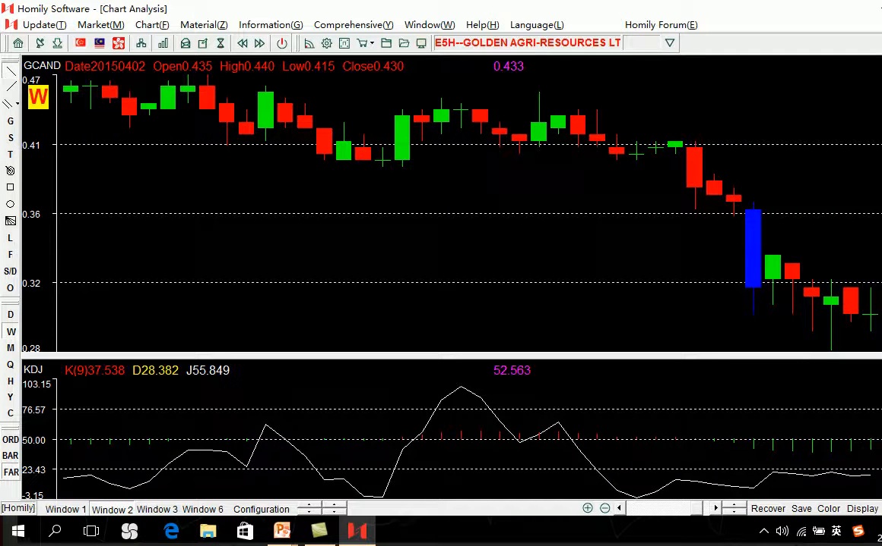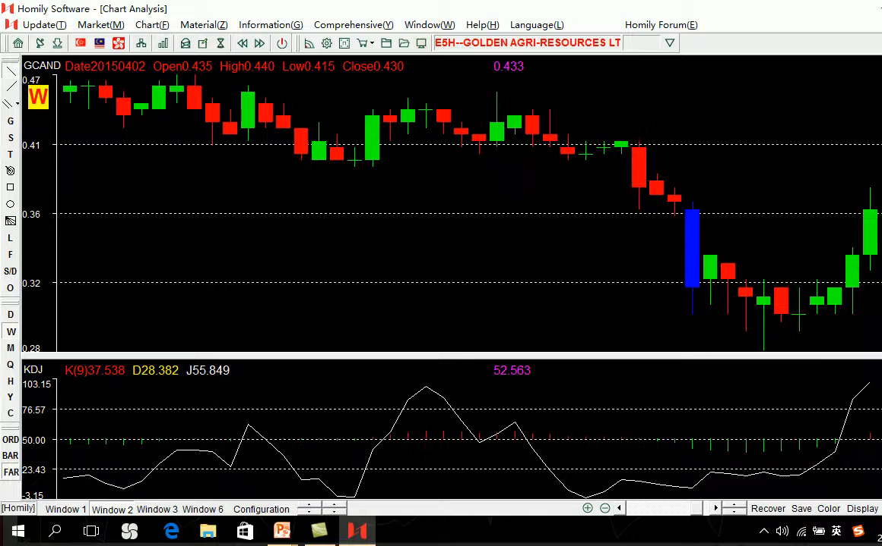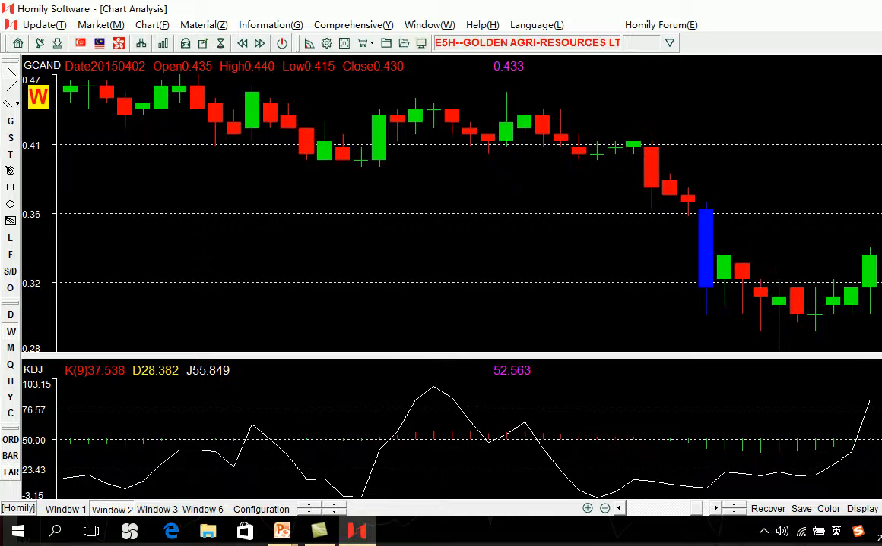Only for short term, remember. All the indicators are only for short term, okay? If you do short term trading, a stop loss is necessary, okay? Then we can see this one. Wait and see. How about here? Can we buy or not?